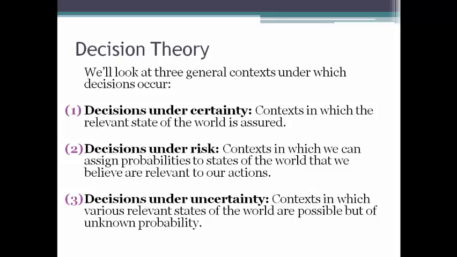So the difference between Category 2 and Category 3: in both cases we don't know what's going to happen, but we can assign probabilities to the likelihood of outcomes in decisions under risk, whereas we aren't doing that, or can't do that, with decisions under uncertainty. We're going to look at each of these three kinds. We're actually going to start with number 2. It's perhaps the most paradigmatic sort of example of decision theory, which works as a good start.